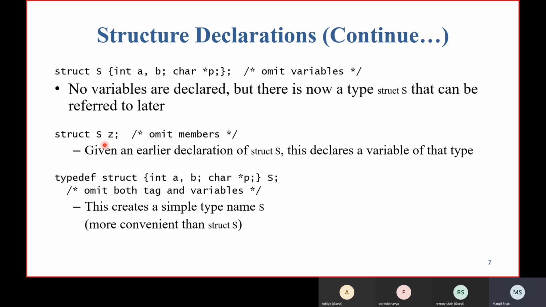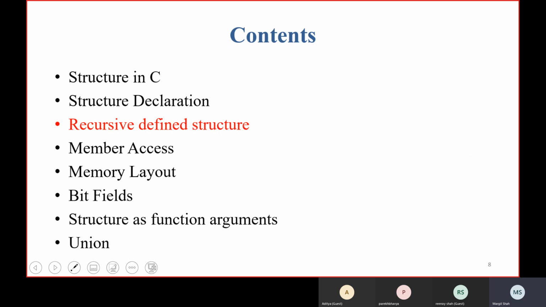Then again we are using the typedef keyword. typedef, this is the struct keyword, and this is the structure definition. We give the name of that structure using typedef, that is S. So we omit both tag and variables. This creates a simple type name S, more convenient than struct S. Okay, so that is all about the declaration of a structure.